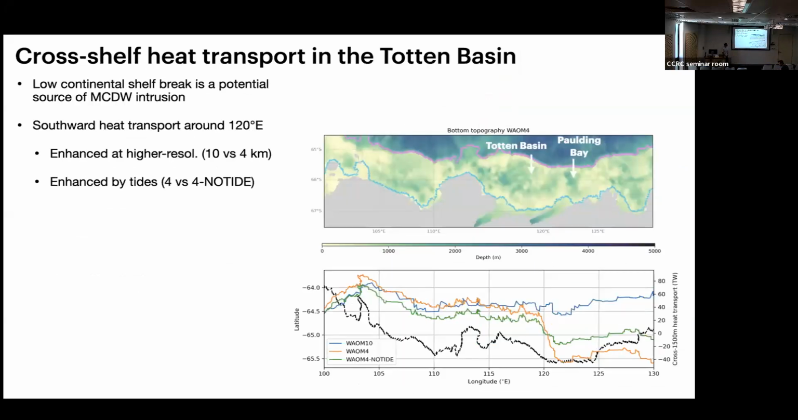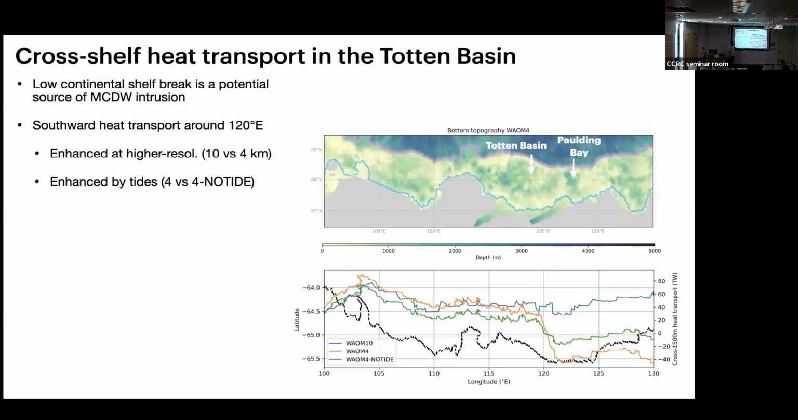Right. So now you look closely at the Totten Basin region. That's the bottom topography here. Our purple line is the 1500 meter isobath, and in blue is our calving front. So this is the Totten, and this is the Moscow University ice shelf. You can see that these low continental shelf areas are known to be hotspots of circumpolar deep water intrusions in the region.